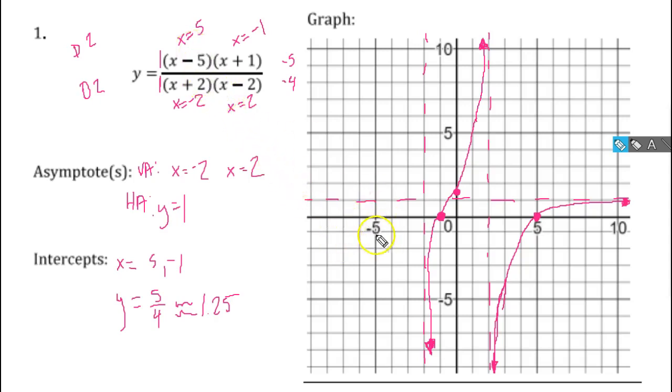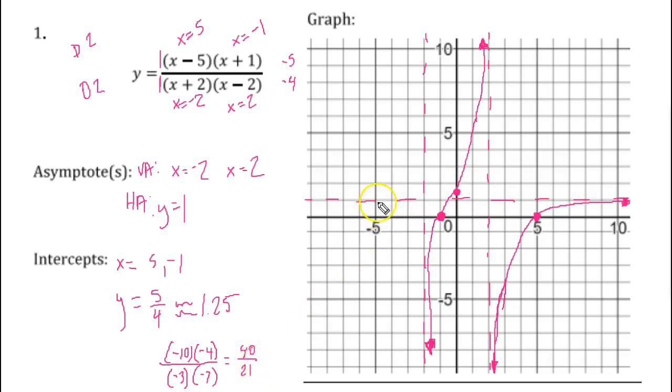So I'm going to substitute -5 into the problem. So -5 minus 5 would be -10. -5 plus 1 would be -4. -5 plus 2 is -3. And -5 minus 2 is -7. So on the top, I'm going to have 40. On the bottom, I'm going to have 21. And 40 divided by 21 is just under 2. If this had been 20, it would have been exactly 2.